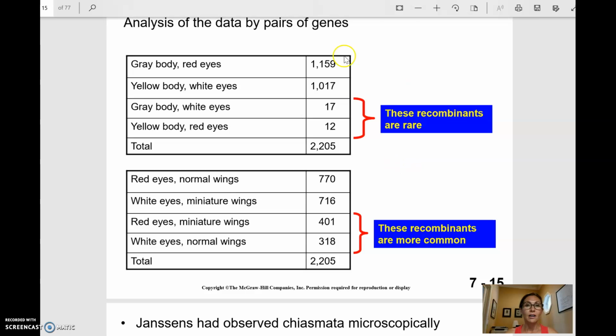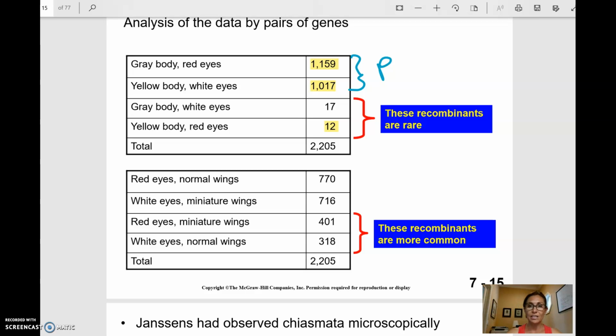So if you look at the analysis by gene pairs, instead of saying body color, eye color, wing length, when you look at gray body, red eyes, you got a bunch of those. When you look at yellow body, red eyes, you got very few of those. You look at yellow body, white eyes, you got a lot of these. Why was that the case? Well, remember, these were the parental genotypes, or phenotypes, genotypes as well.